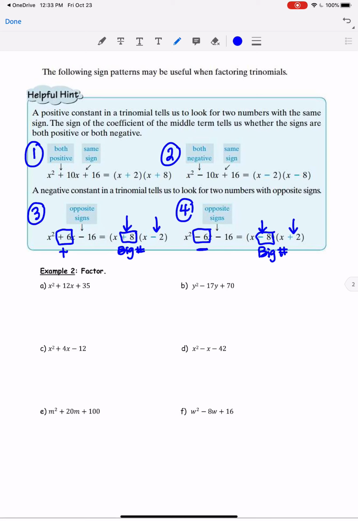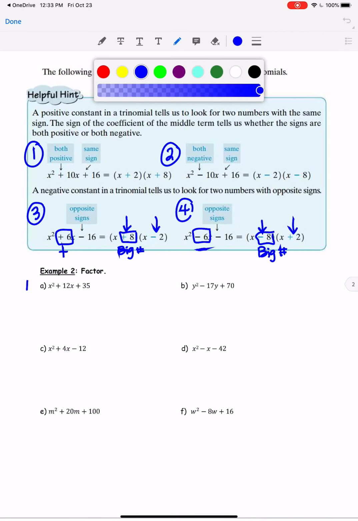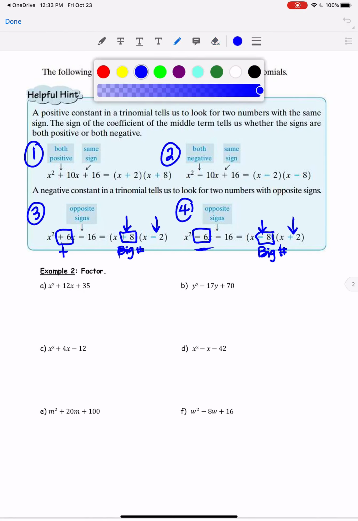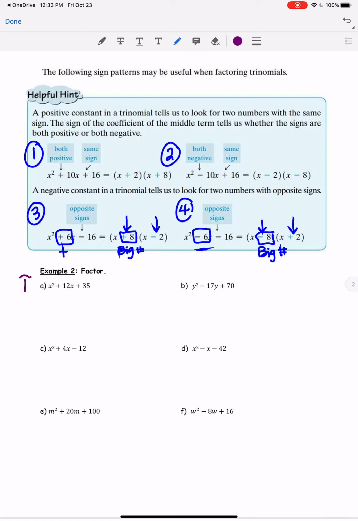So example 2 is just going to be these 4 cases all mixed together. So on A, we have x squared plus 12x plus 35. So this is going to be a case 1. And actually, let me do this in a different color. This is a case 1 because you have a positive and a positive. So it means both of my numbers here when I factor are going to be positive numbers.